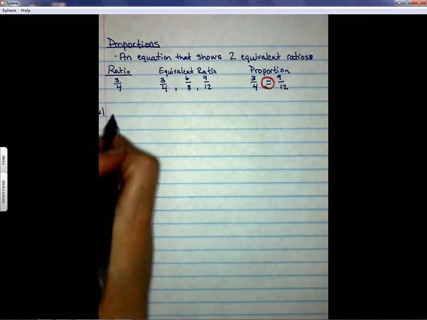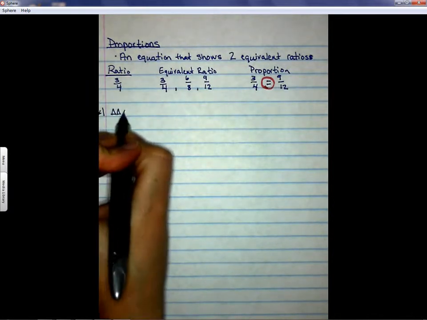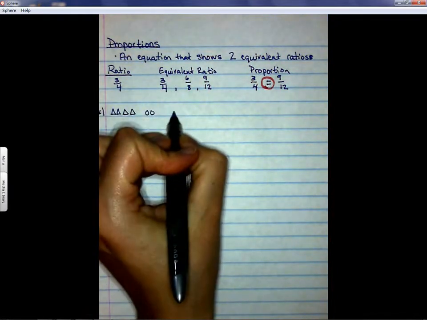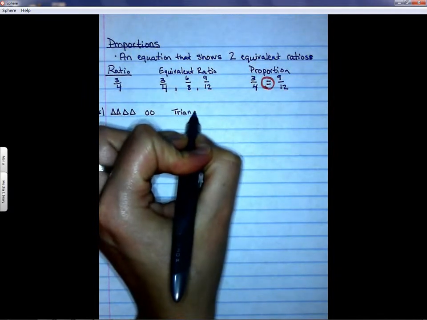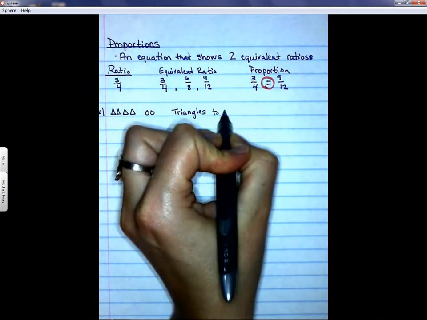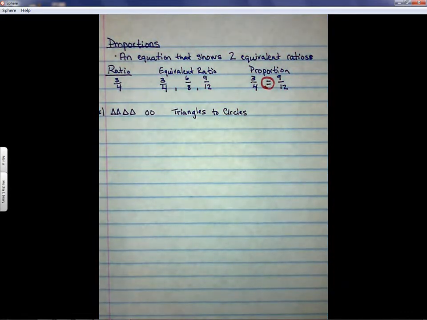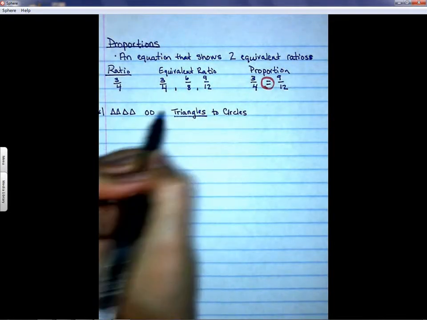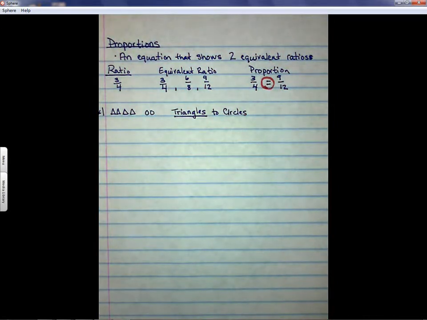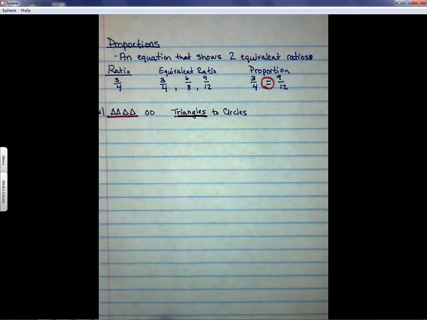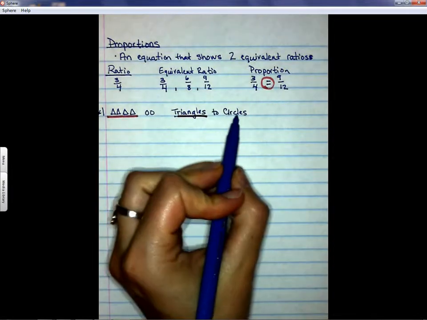For example 1, we're talking about triangles and circles. And I'd like you to tell me the ratio of triangles to circles. Whenever we're talking about a ratio or a proportion, whatever comes first is the first thing that you list. So, for example, triangles is listed first. In our ratio, triangles has to be listed first. Because circles is second, that's what's on the bottom of our ratio.